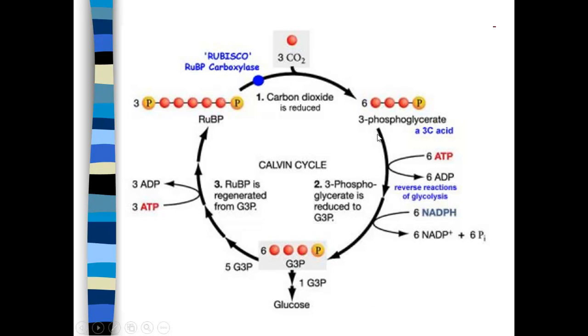It uses ATP, and it also gets electrons and hydrogen from NADPH. And then this phosphoglycerate is reduced to glyceraldehyde 3-phosphate, G3P. G3P combines with another G3P, and that forms glucose. Glyceraldehyde 3-phosphate then regenerates ribulose bisphosphate, and the cycle continues.